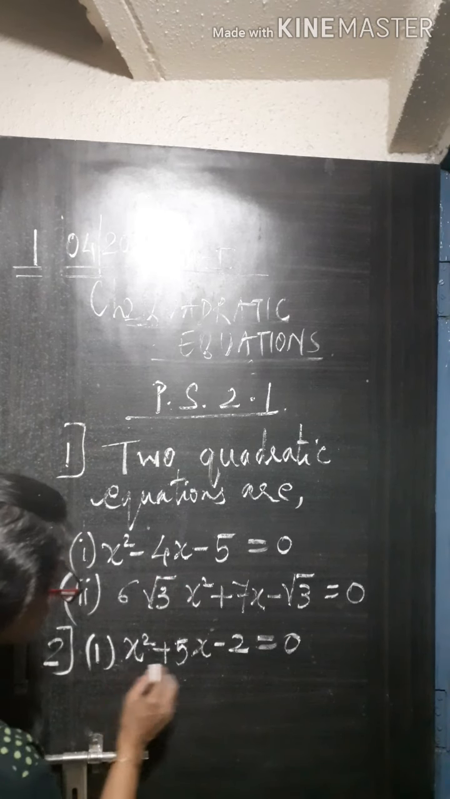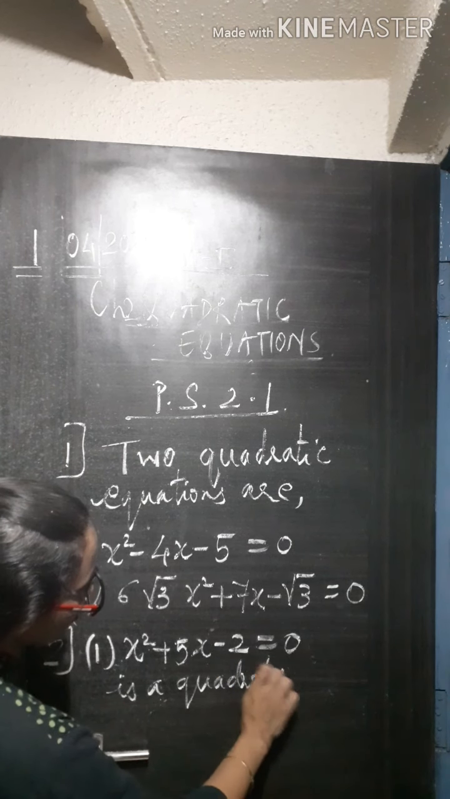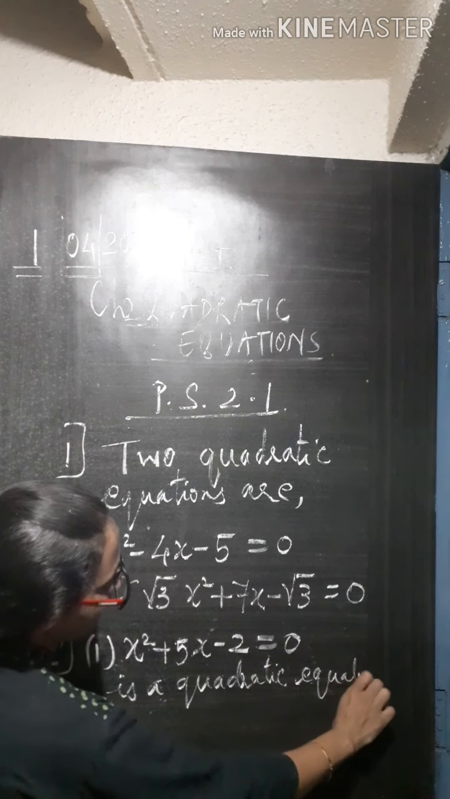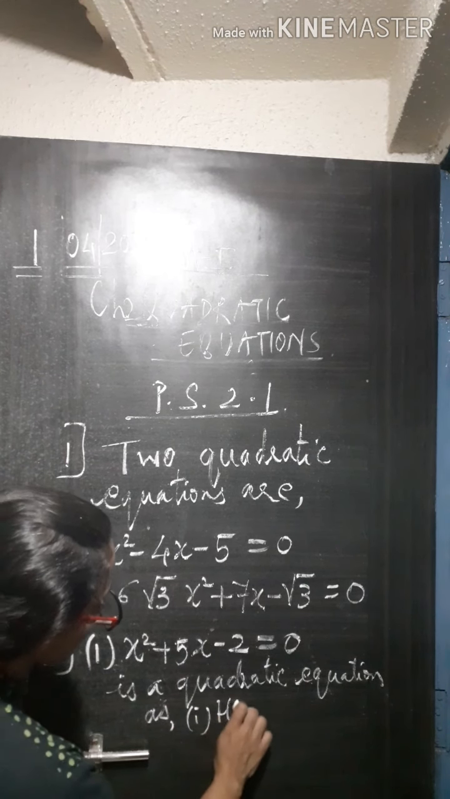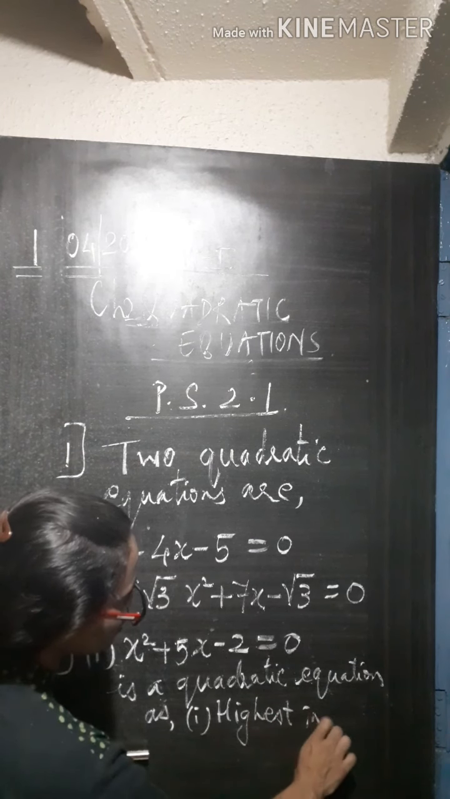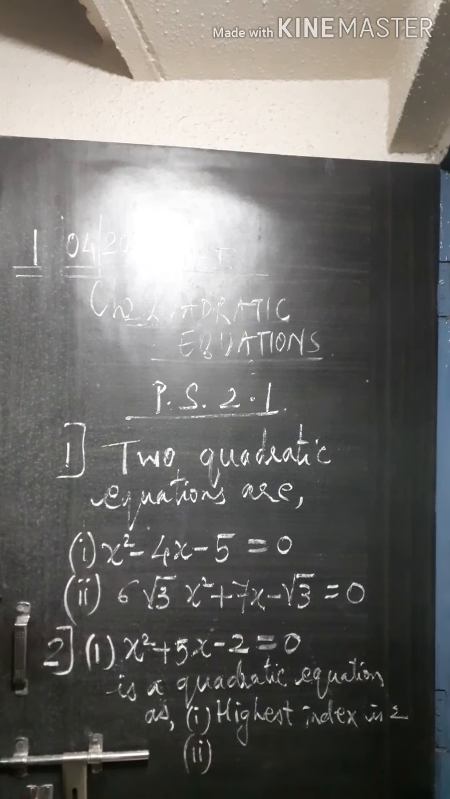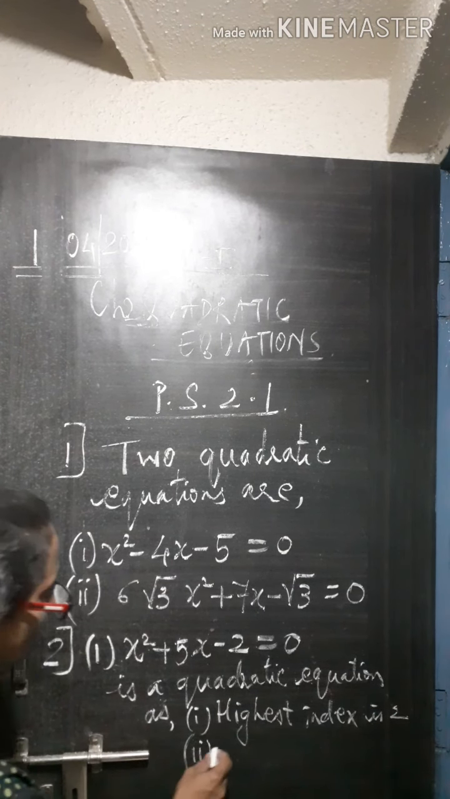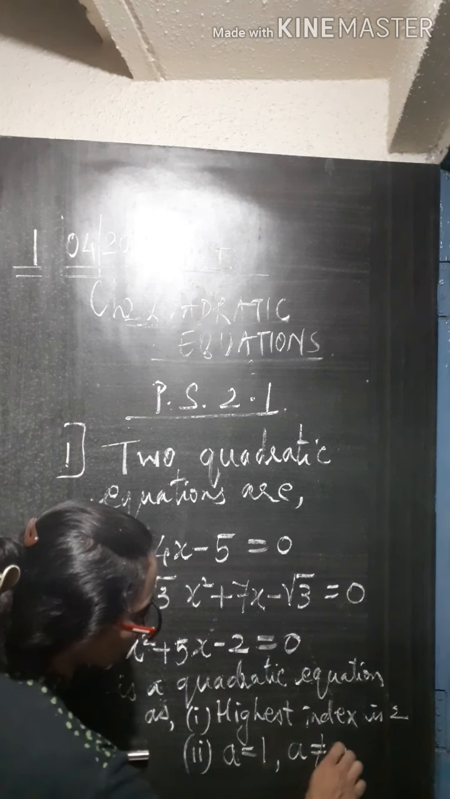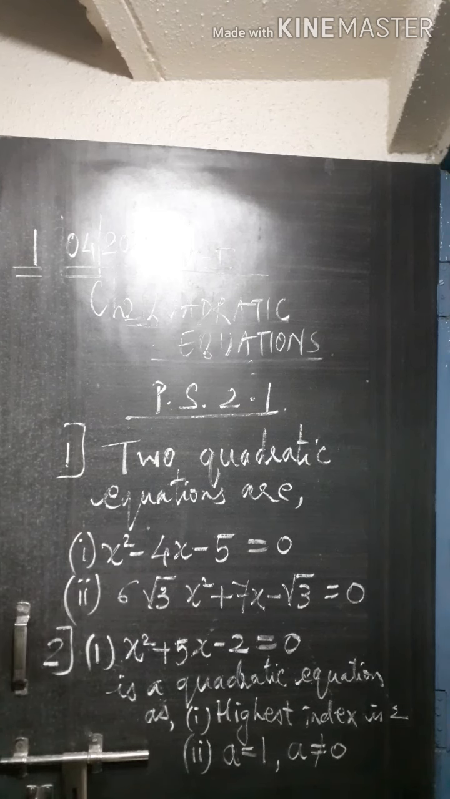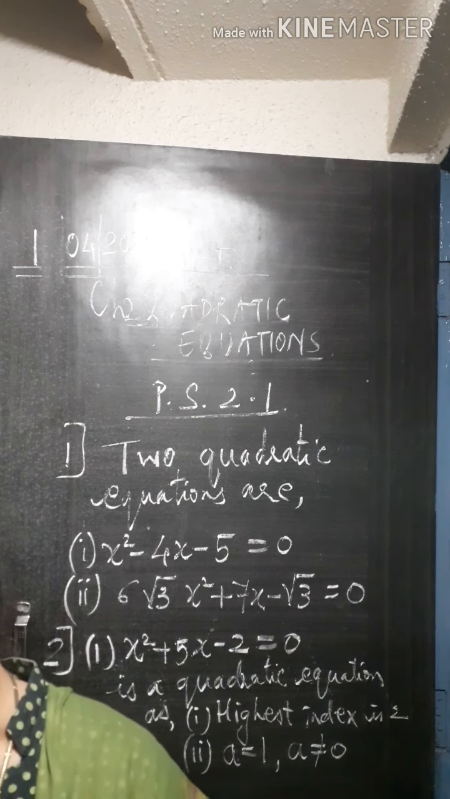So what do we write down? This equation is a quadratic equation, as first, the highest index is 2, and second, for the second condition we had said a should not be equal to 0. So what is the a value here? a is equal to 1. That is, a is not equal to 0. Is that clear? So these two conditions tell us that it is a quadratic equation. Is that clear?